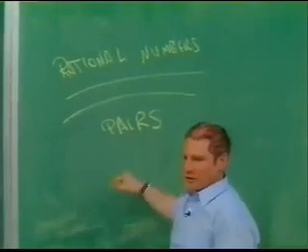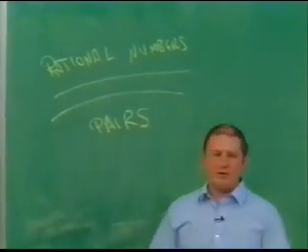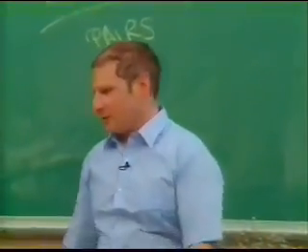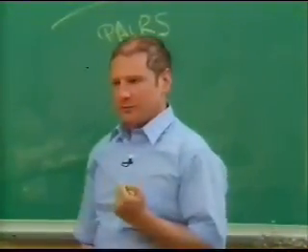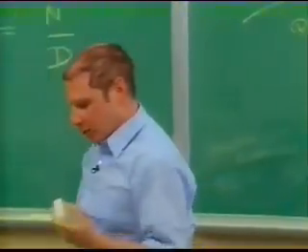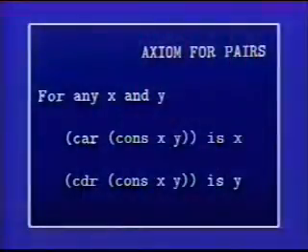See, what did I tell you about pairs? I tricked you, right? I said that Lisp has this primitive called cons that builds pairs. But what did I really tell you about them? If you go back and look at this slide, all I really told you about pairs is that there happens to be these properties of cons, car, and cdr.